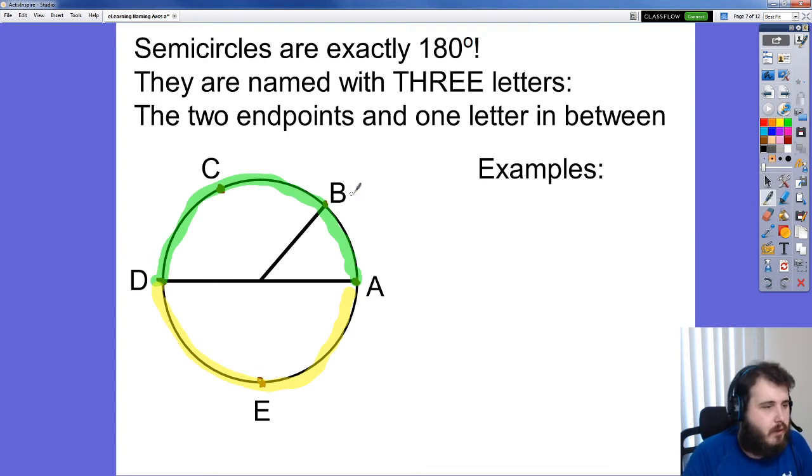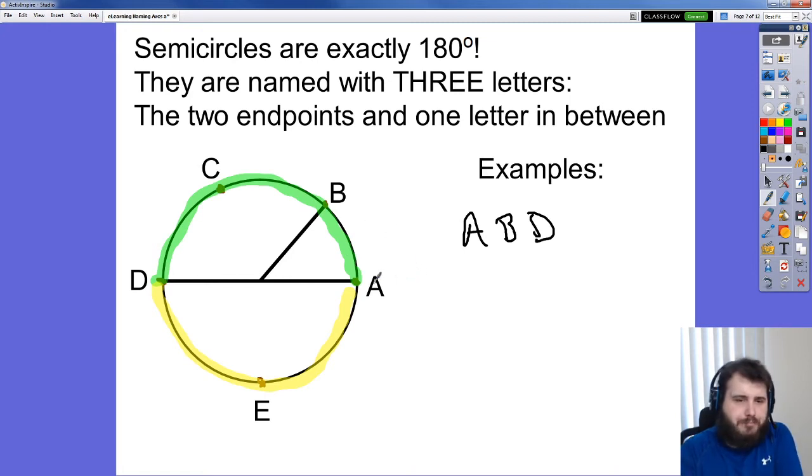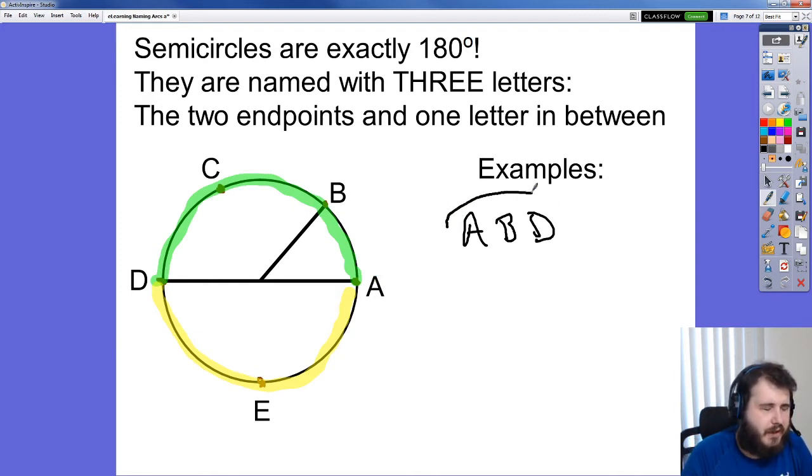Anyway, as we go through, again, the same thing as with the major arc. Pick the 2 endpoints. So in this case, we've got A and D as our endpoints. And then it doesn't matter which one we pick in the middle. We can pick B or we could pick C. So we have a whole bunch of different ways. We could call it ABD, ACD, DCA, DBA. And either of those is fine. Just make sure you put the little curvy hat on it, just to name it, so we know it's an arc and not something else.